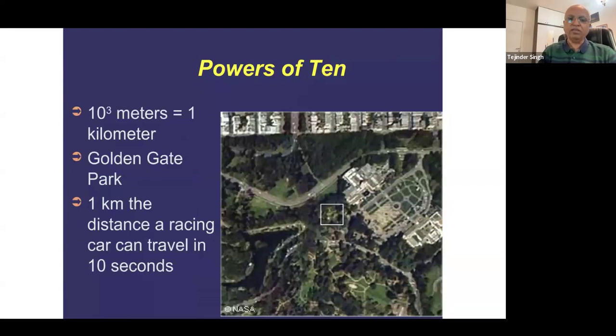Next slide. So now you can start seeing the city. Here is the city of San Francisco, or it could be Delhi or Mumbai or any Indian city. The size of the square is now 10 to the power 3 meters. 3 zeros followed by 1, right? So we'll add 1 when we go to the next slide. So this is about 1 kilometer by 1 kilometer. You see a huge park.